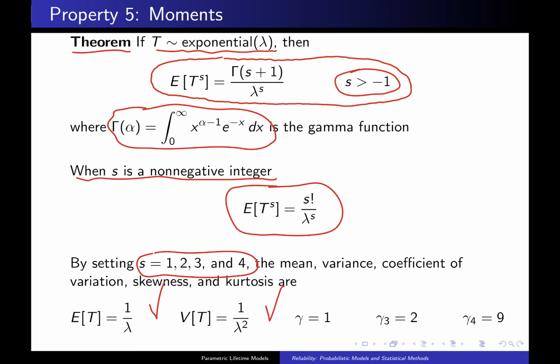The variance is 1 over lambda squared. The coefficient of variation is 1. The skewness is 2. And the kurtosis is 9.